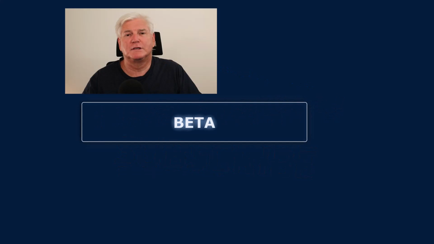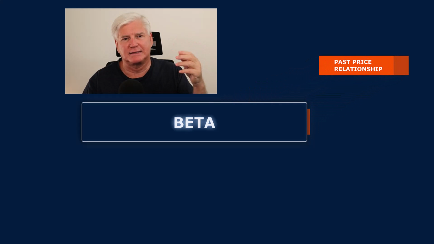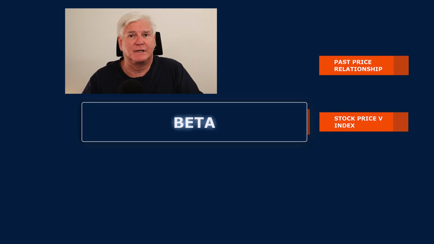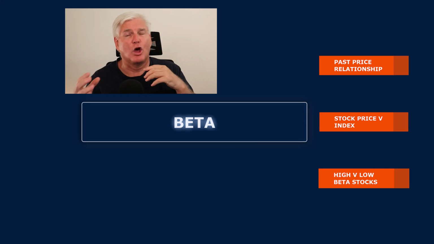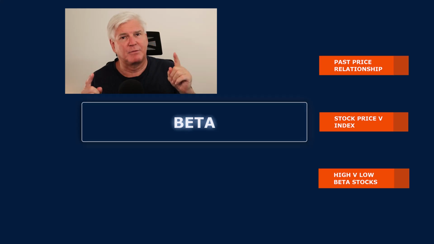Three quick bullet points in closing regarding beta. Beta indicates a past price relationship. It gives an idea. I can guarantee you one thing, the theory will not work out exactly. It is the stock price versus the index. Thus the beta is specific to a stock. Stocks can be divided into high beta and low beta stocks. This is part of your investment strategy, something you should consider depending on your market view.